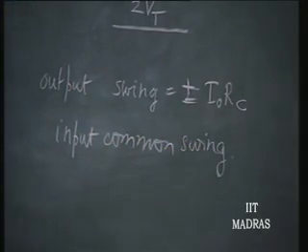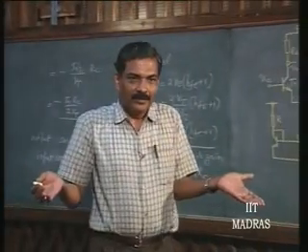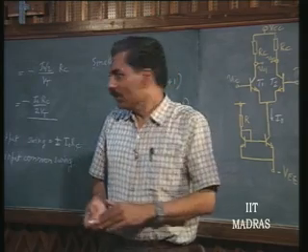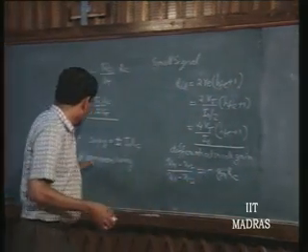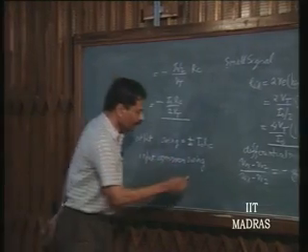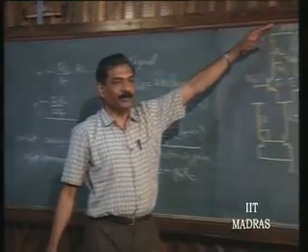That is an important criteria. We said output common mode swing is going to be negligibly small. We are not bothered about that. So, as far as input common mode swing is concerned, what is it going to be? It is going to be governed by the amount of DC drop that is occurring in RC.